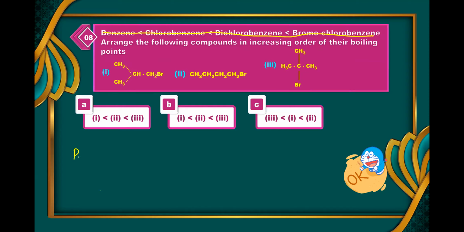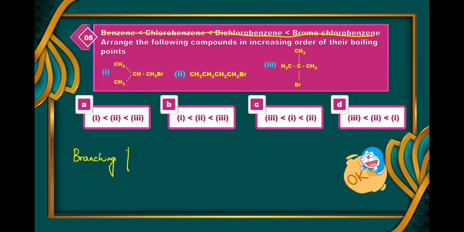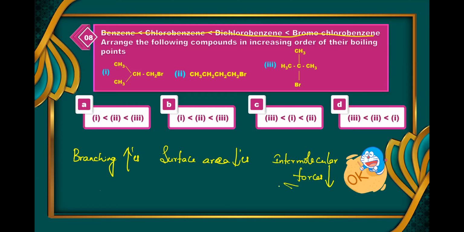Branching increases, for isomers I'm talking about. Branching increases, surface area decreases. When surface area decreases, intermolecular forces of attraction decrease. When intermolecular forces decrease, boiling point also decreases. Here the most branched one is the least. The third one is the least.